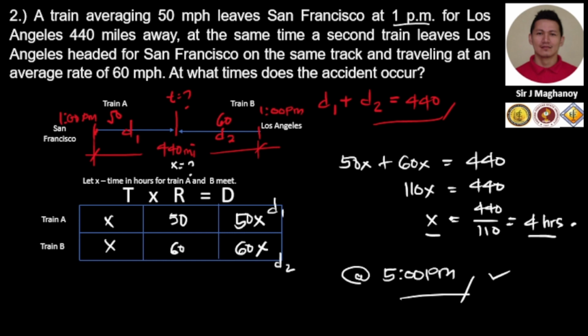That would be our answer. To check if our solution is correct, we substitute our x back into our equation. This becomes 4 times 50, so 200, and 4 times 60, this is 240. The sum is 440. Both sides are equal, so we can say that the value of our x is correct. And finally, our answer is 5 p.m. I hope you comprehend our solution. Let's move to our next supplement problem.